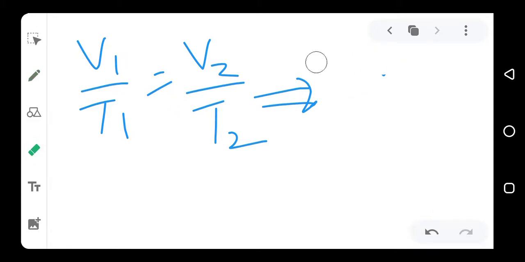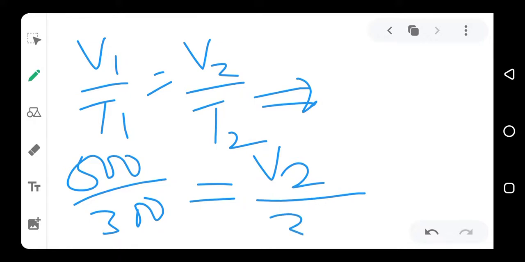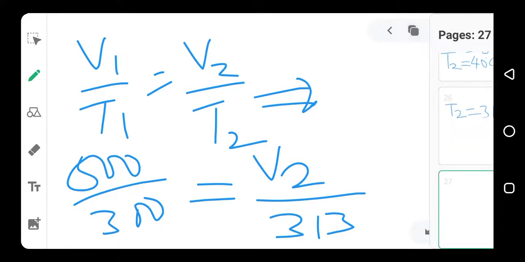This becomes 500 over T1, which is 300 as calculated, is equal to V2, which is what we are looking for, over T2, which is 313. Now we make V2 the subject of the formula.